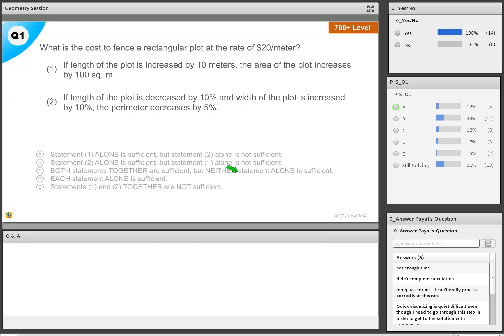Okay, so I'm going to give you this poll here. Go ahead and solve this question. Question number 1, retake. Click on still solving, please. Okay, go ahead and solve this one.